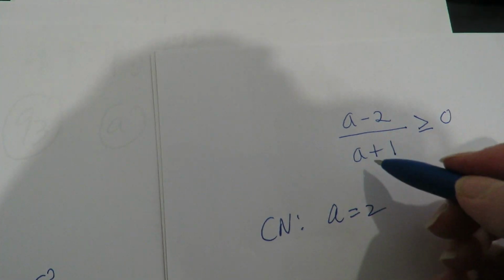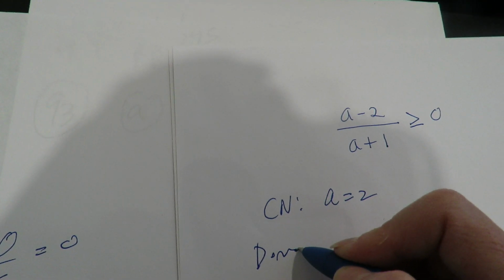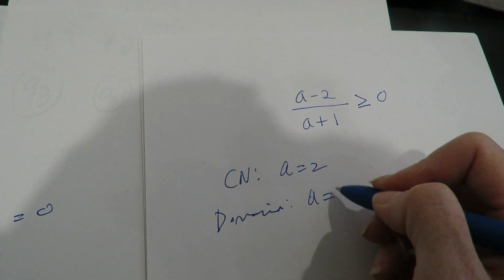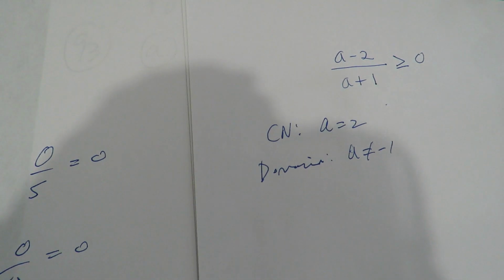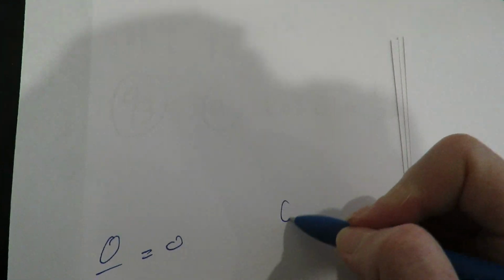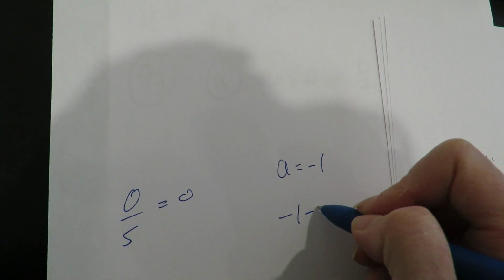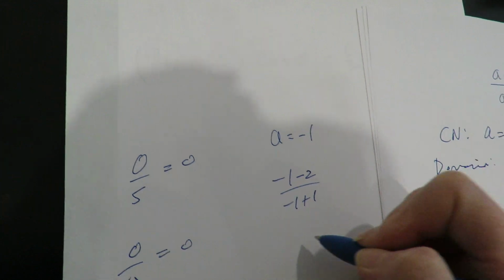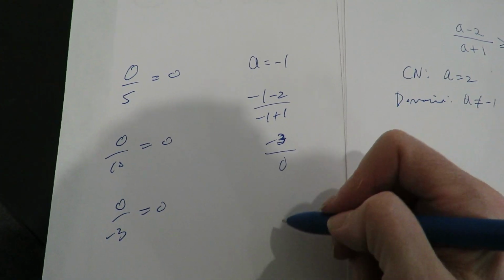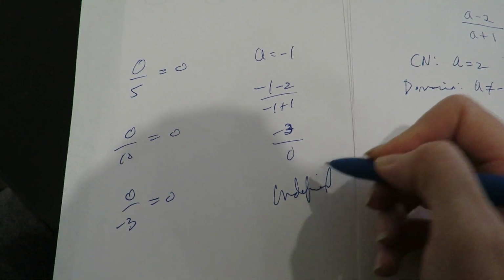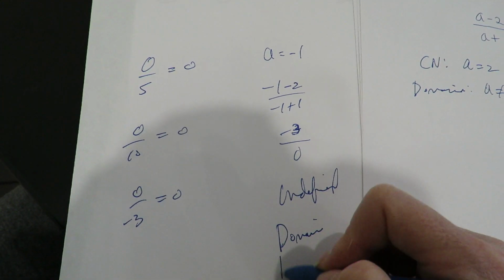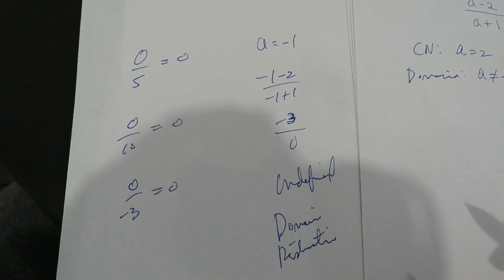From what you remember of domains, just looking at the fraction itself, a cannot equal -1. That's a domain restriction, right? Because when a equals -1, if I just plug that in, that gives me -3 over 0, which is undefined. When you divide by 0, that's undefined. That's what we would call a domain restriction.